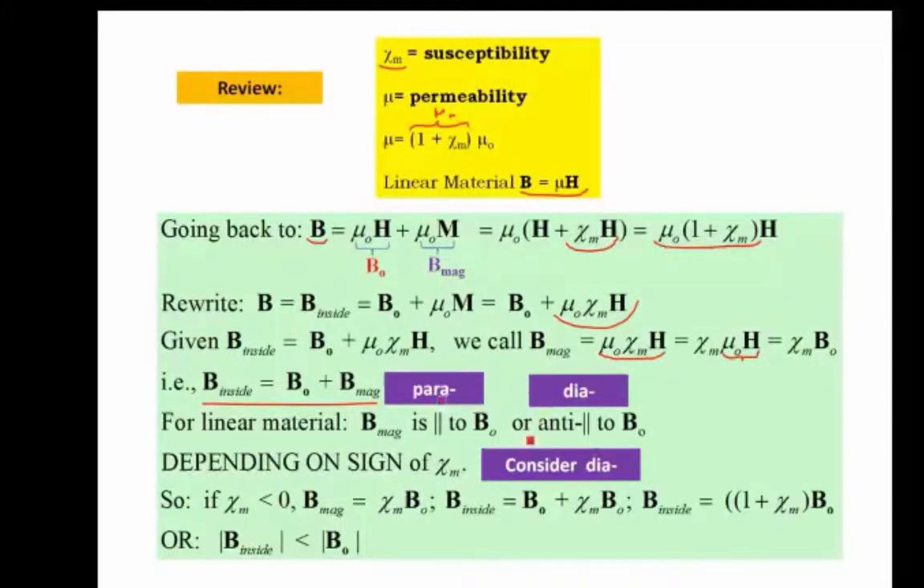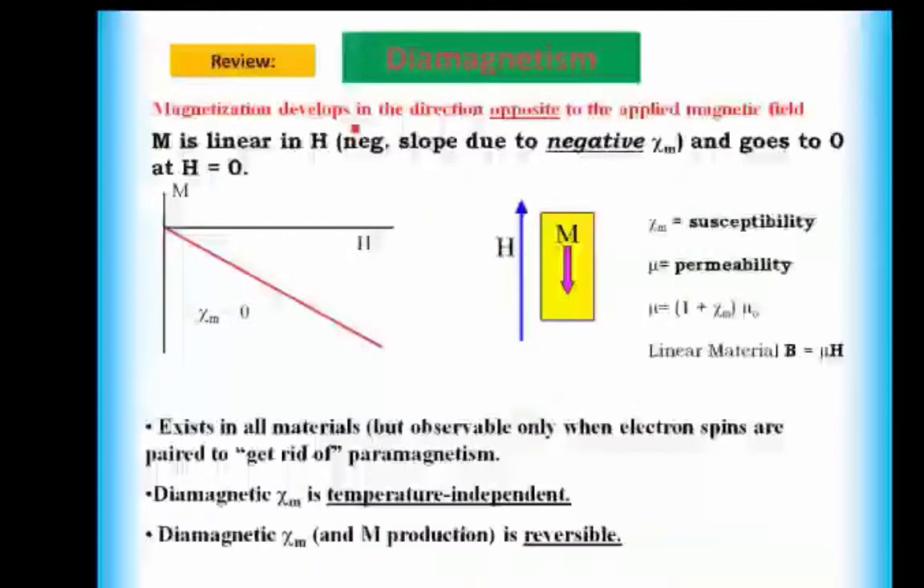If we look at the sign of chi sub m, that determines whether or not we have para or dia. So remember, for dia, we have chi sub m less than 0. Here's B mag, which is now going to be negative because of the negative chi sub m. So B inside will be B0 plus a negative quantity, and so here's B inside again in terms of 1 plus chi sub m. The net result is, because this is negative, that's going to reduce B inside from B0. Realize that chi sub m is very small, so this will end up being close to B0, but slightly less.